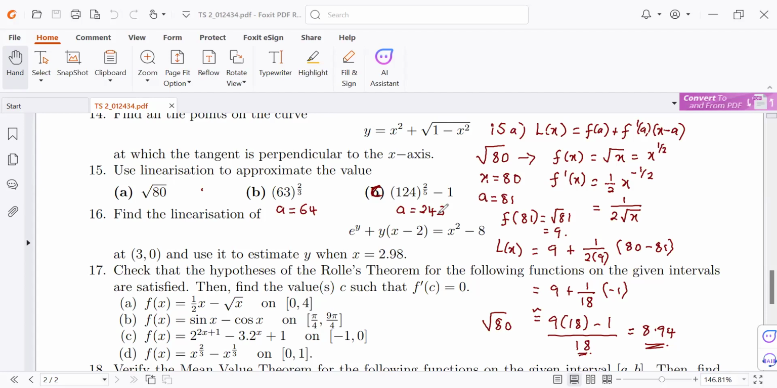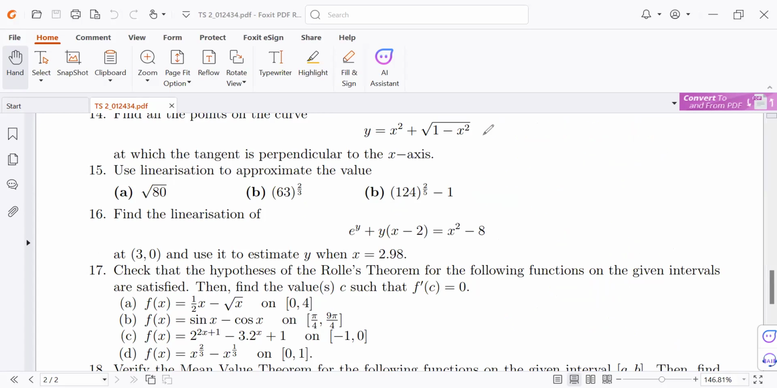So what do we do? Question 16. Question 16 says find the linearization of this function at (3, 0) and use it to estimate y when x is equal to 2.98. Okay, so linearization is the same. It says f of a plus f prime of a times (x minus a). That's simple.